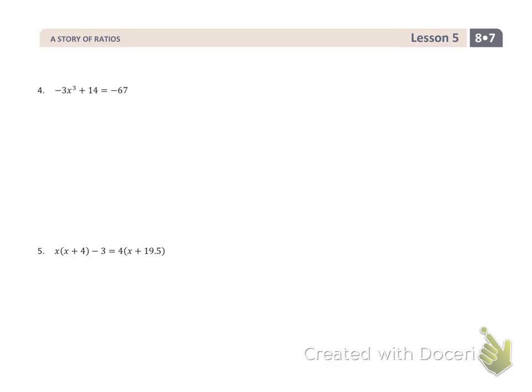Okay, exercise 4. We've got negative 3x cubed plus 14 is equal to negative 67. So, since the only term that has a variable in it is my x cubed term, I'm working toward getting that by itself.